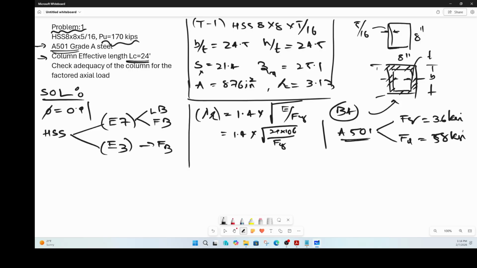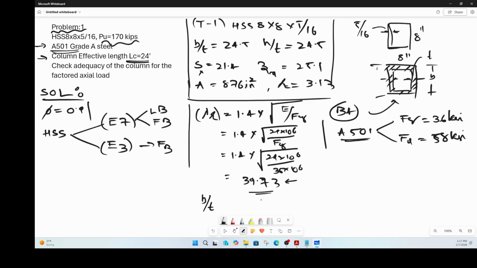Okay. So we got our Fy and Fu, so that means we can go ahead with computing this slenderness limit: 1.4 times square root of 29 times 10 power 6 by 36 times 10 power 3, and you calculate this value, it comes to 39.73. Now, why are we calculating this lambda r? We want to compare our b by t with this lambda value. If the b by t is less than this lambda value, then we don't have slenderness related issues. But if the b by t is greater than that lambda, then we have slenderness related issues.